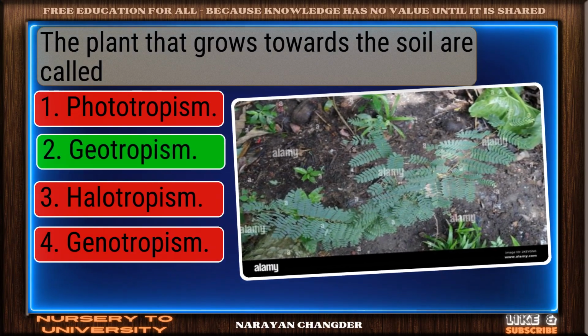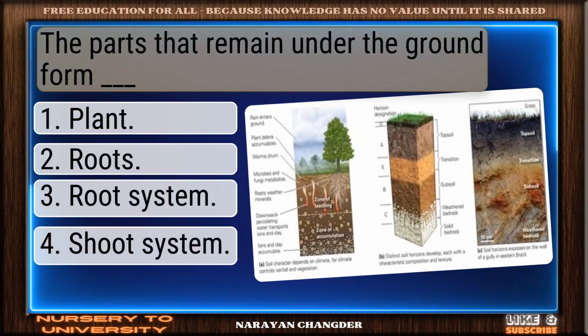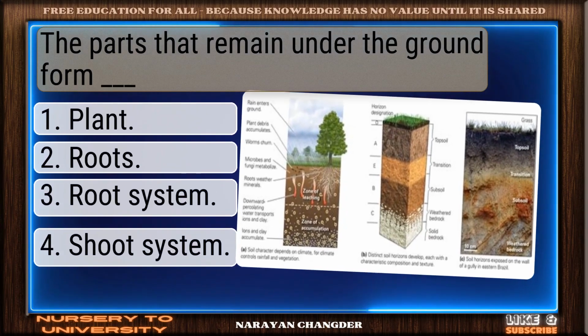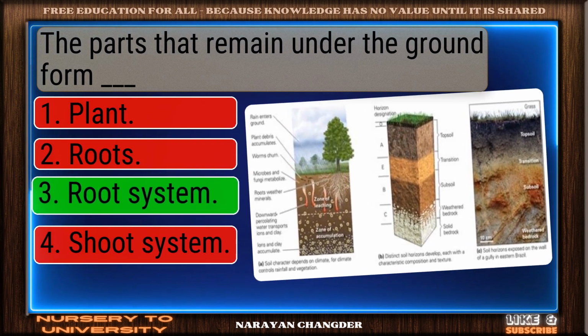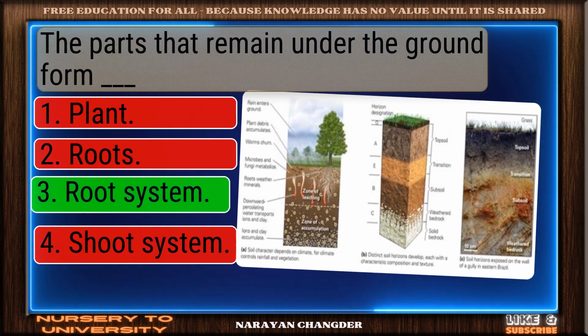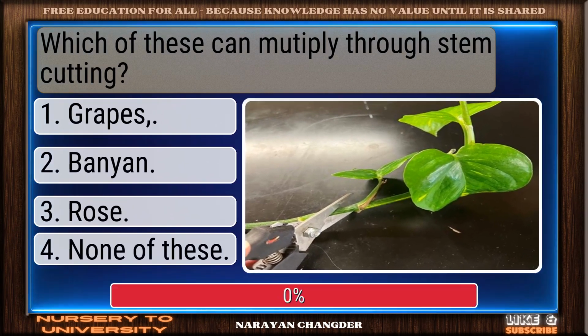Solid response. Geotropism is a valid choice. The parts that remain under the ground form dash. Great job. Root system is the accurate answer. Which of these can multiply through stem cutting?